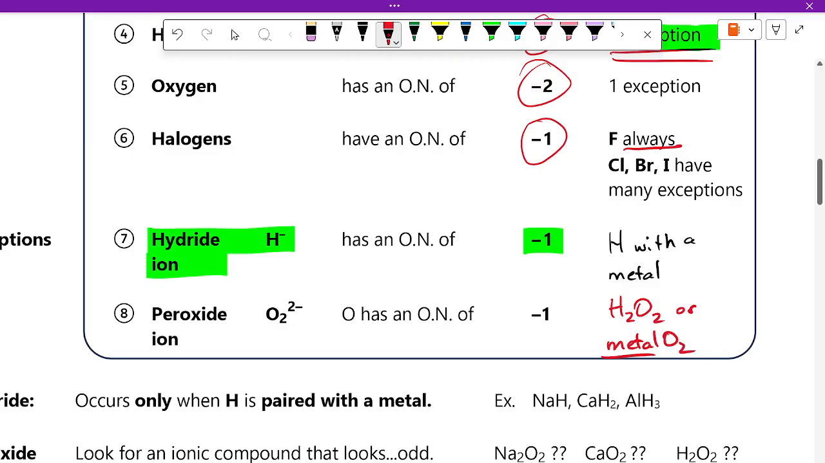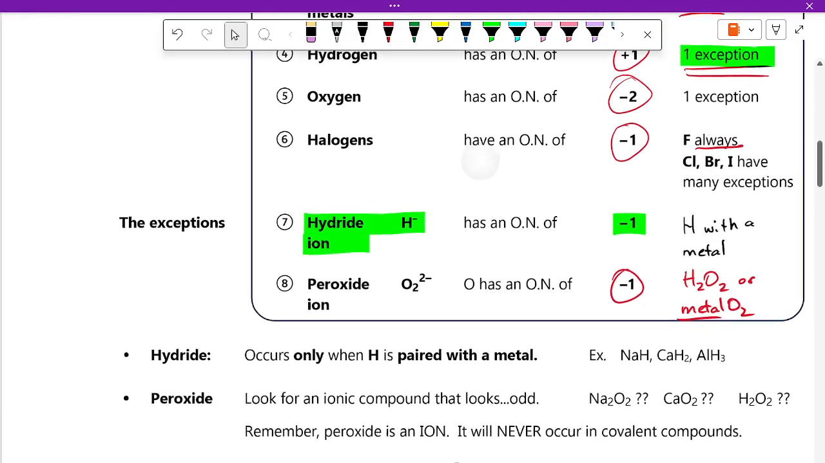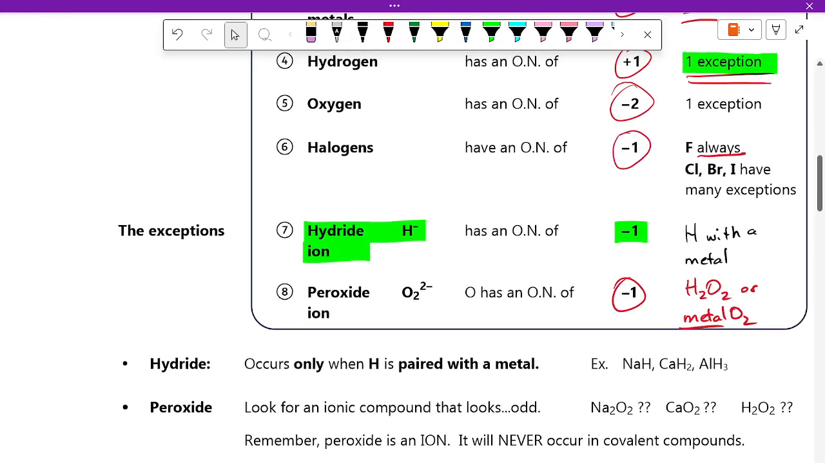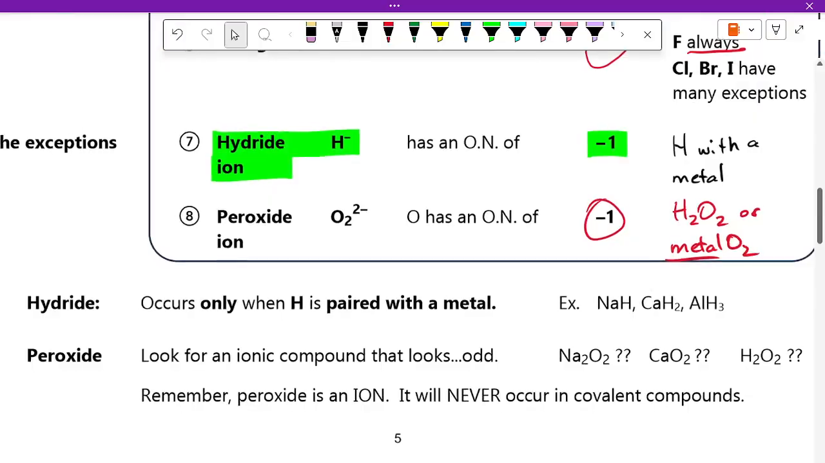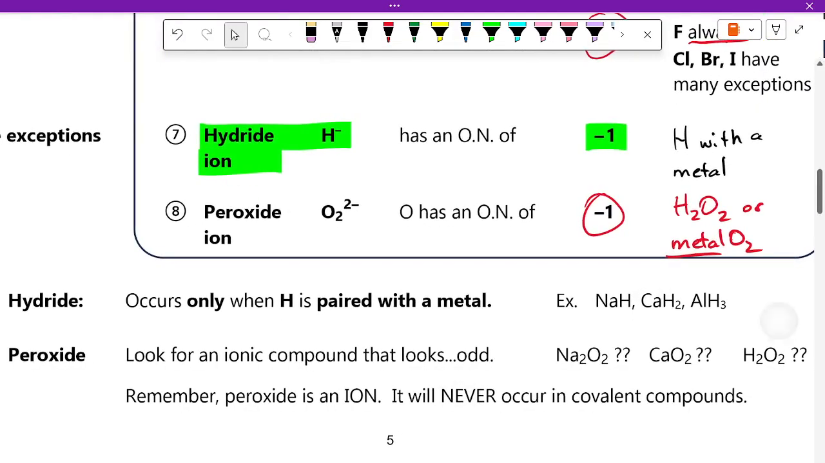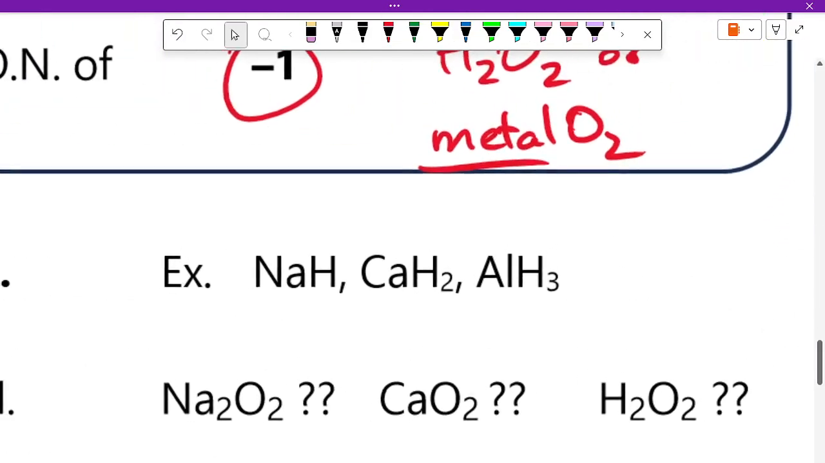Okay, you're going to have a metal O2, and it has a negative 1. So mostly, you're not going to be looking for 7 and 8. Hydride occurs only when hydrogen is paired with a metal. So you might have sodium hydride, calcium hydride, aluminum hydride.